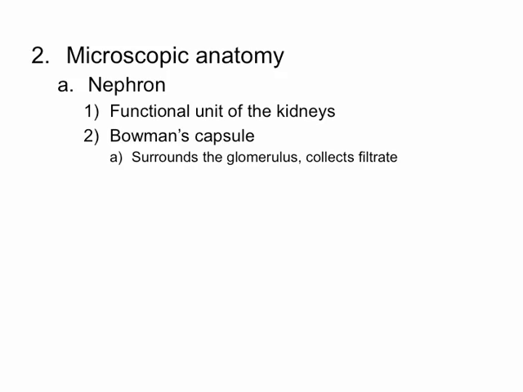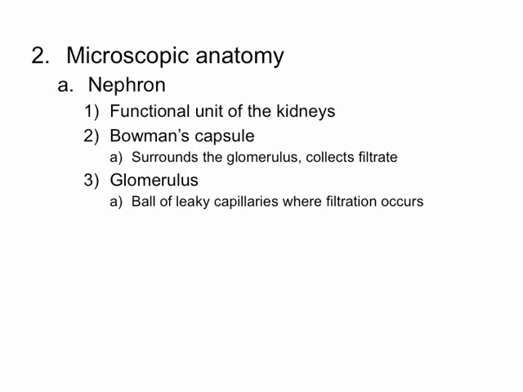What Bowman's capsule is going to do is it's going to catch all the filtrate, or the material that has moved through the blood vessels and gets filtered out of the blood. The glomerulus, as I mentioned before, is a ball of capillaries. They're particularly leaky, and they allow a lot of materials to move through. Lots and lots of materials, actually, that we would want to conserve or reabsorb into the body.